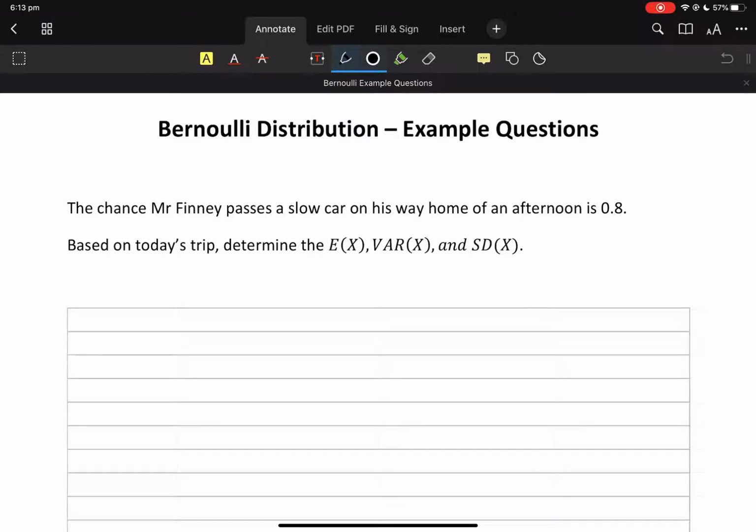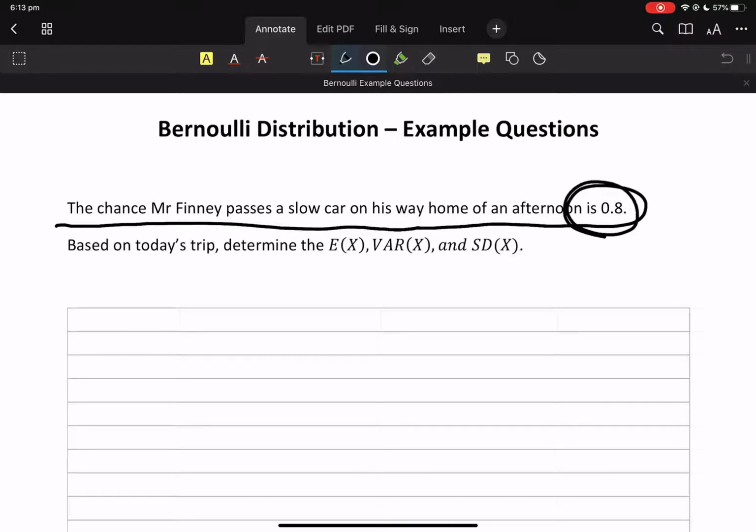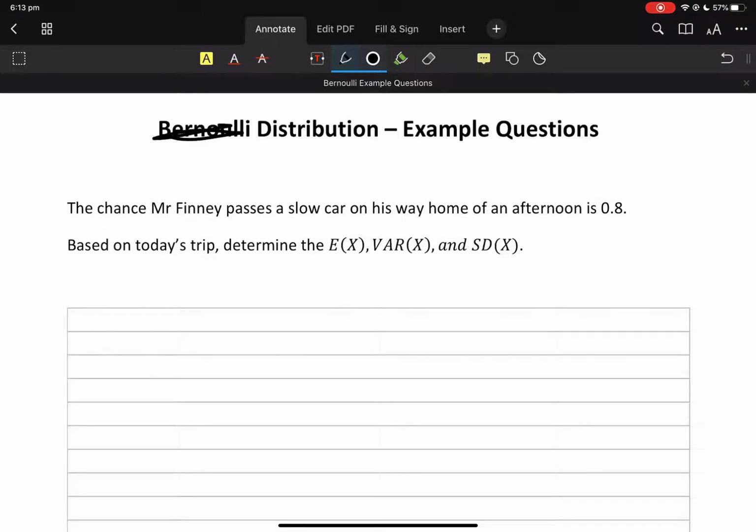Okay, let's do an example question. The chance I pass a slow car on my way home this afternoon is 0.8. So based on today's trip, we need to, let's cover up the fact that it's a Bernoulli question. We've got to identify this as a Bernoulli situation. So part of our solution will be to identify it.